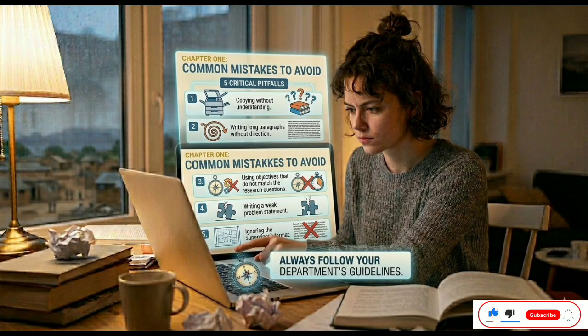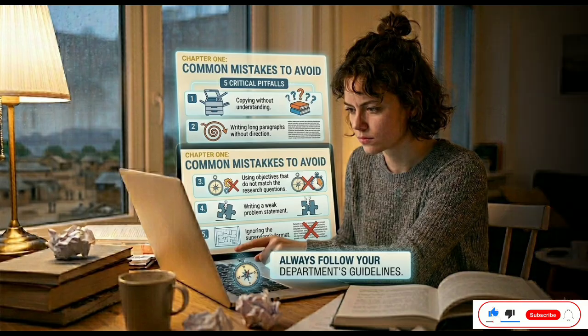Now let's quickly look at common mistakes students make in Chapter 1. Number 1, copying without understanding. Number 2, writing long paragraphs without direction. Number 3, using objectives that do not match the research questions. Number 4, writing a weak problem statement. Number 5, ignoring the supervisor's format. Always follow your department's guidelines.